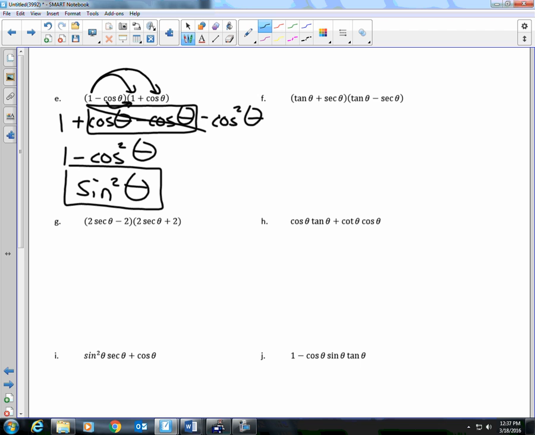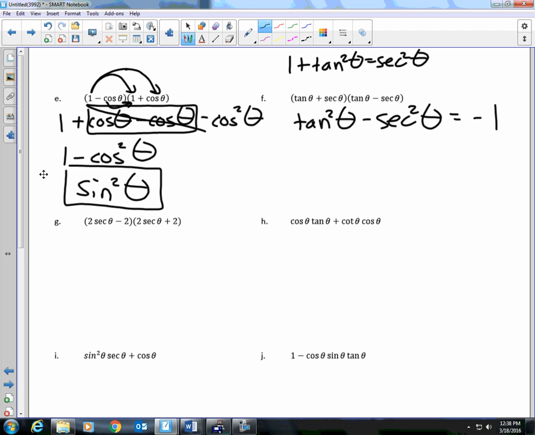All right, next one. Conjugates again, so the middles will cancel. I get tangent squared of theta minus secant squared of theta. What is tangent squared minus secant squared? It is negative 1. If you look at 1 plus tangent squared is equal to secant squared, you could move things around. If you simply subtract the secant squared and subtract the 1, you would get a negative 1, wouldn't you?